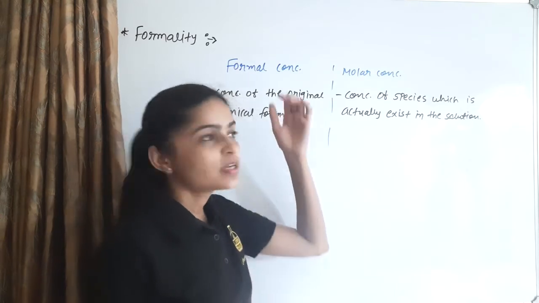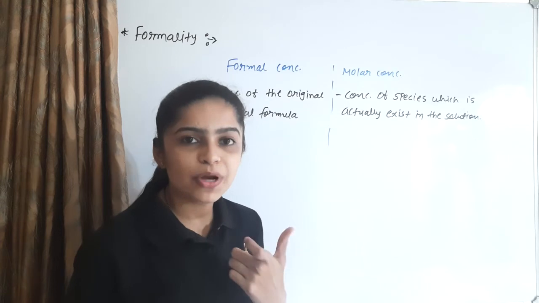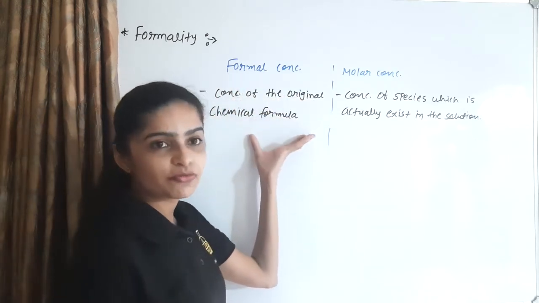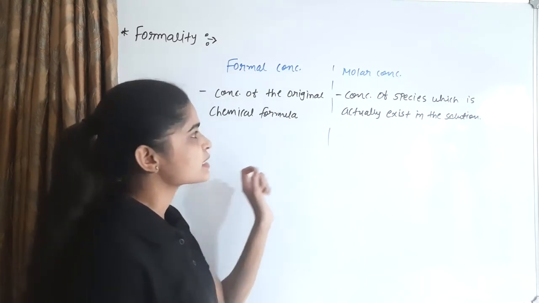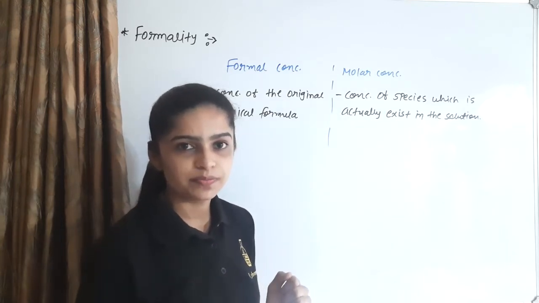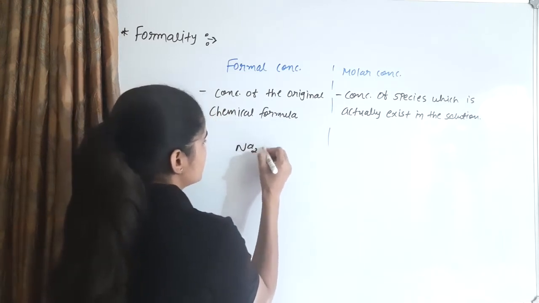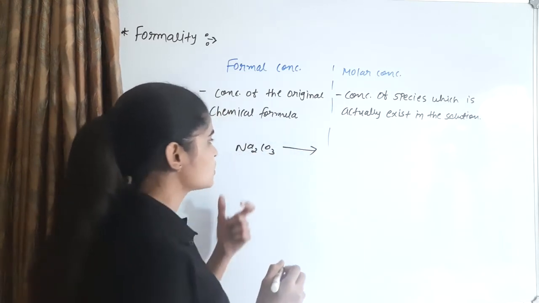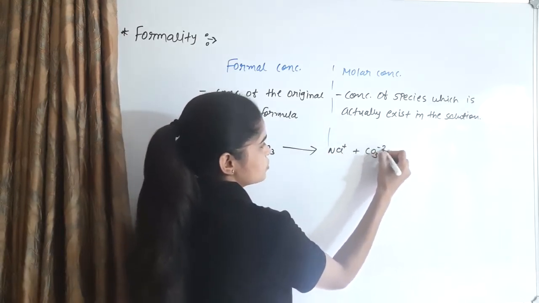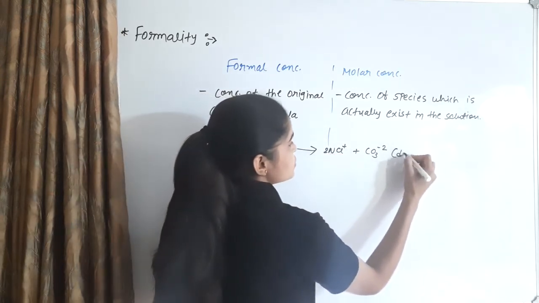Next we discuss formula concentration and molar concentration. What is the meaning of formula concentration? It is the concentration of the original chemical formula. Molar concentration is the concentration of the species that actually exists in the solution. For understanding, we use Na2CO3 as an example. When Na2CO3 is dissolved in water, it converts into 2 Na plus and CO3 minus 2.